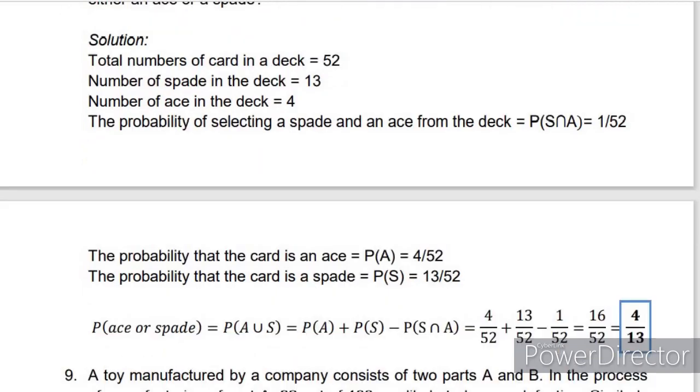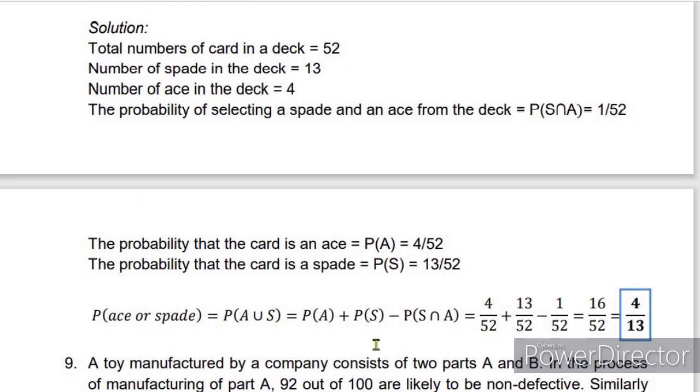So now the probability that we get an ace or spade is equal to the probability of A union S, which is equal to probability A plus probability S minus probability of A intersection S. So you notice that this notation belongs to the probability theorem. Okay, so the value for probability A is equal to 4/52 plus 13/52, which is the value of probability S, minus the probability of S intersection A, which is 1/52. Is equal to 16/52, which is equal to 4/13.